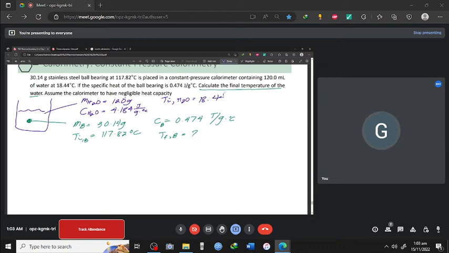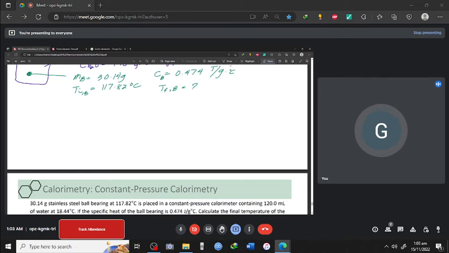18.44, no? Degrees Celsius. So again, yung final temperature ni water yung hinahanap. Okay. So let's try to derive the formula for this one. So derive natin yung formula, no? So again, this is heat of the ball. Baba tayo ng konti para hindi siya malapit dyan. So start tayo dito, no?